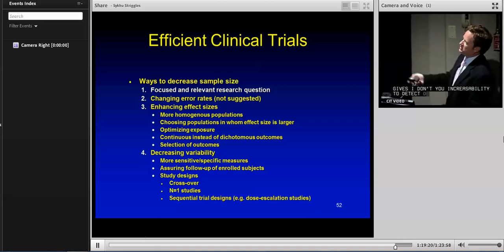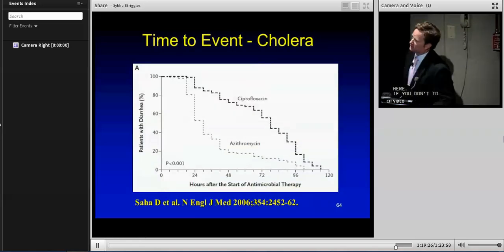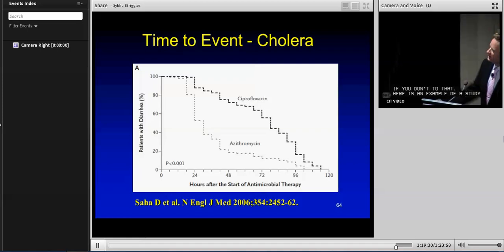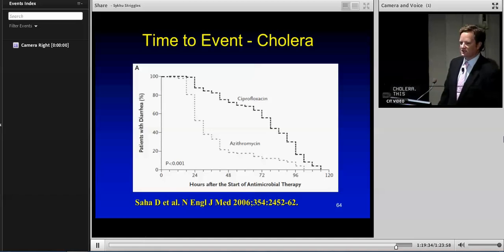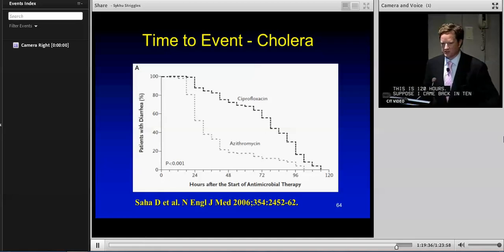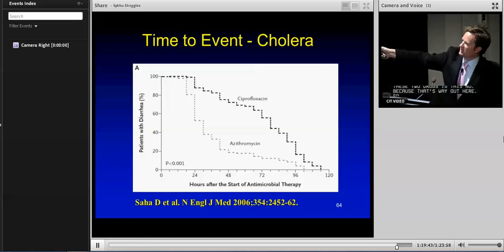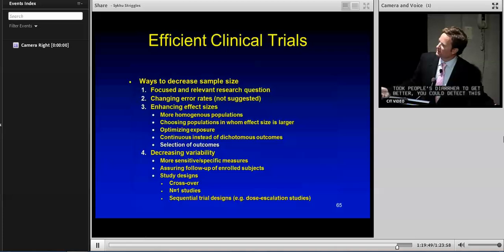And in fact, I'll just show you this example here. If you don't do that. Here's an example of a study that compared ciprofloxacin to azithromycin in the treatment of cholera. This is 120 hours. Suppose I came back in 10 days. Am I going to see any difference between azithromycin and cipro? No, because that's way out here. So by looking at the time it took people's diarrhea to get better, you were able to detect this big difference between the two interventions. So that's an example of where that actually works.